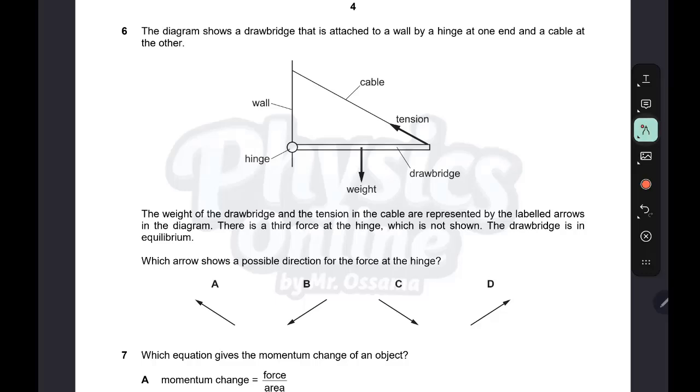At the hinge here, the wall is applying a force. This force has a direction opposite to the direction of the tension, so it would be in this direction with the same angle here. Okay, so the answer is D.